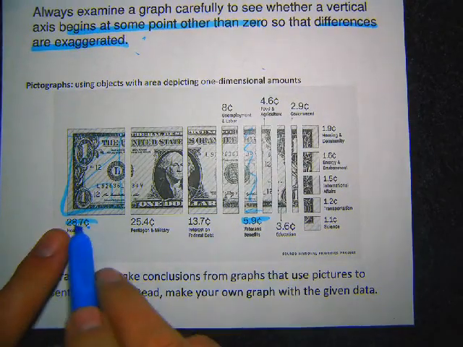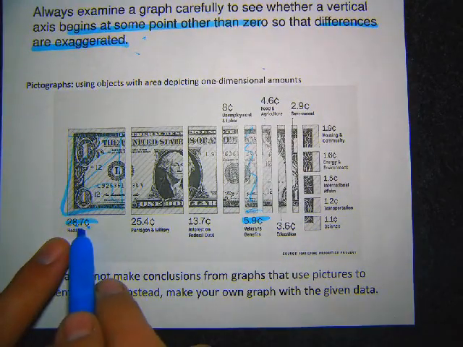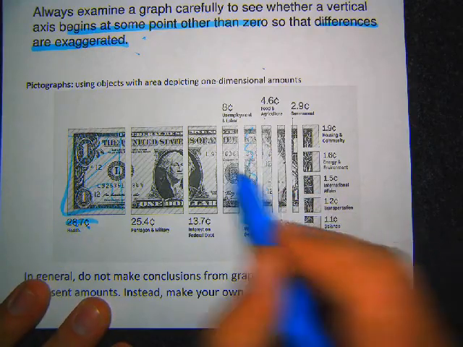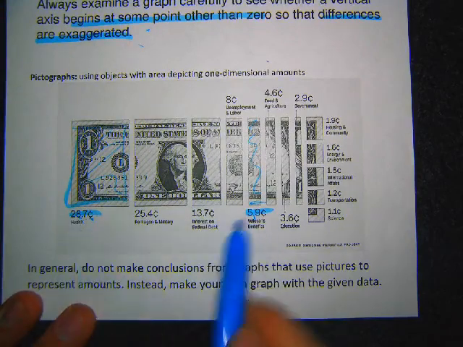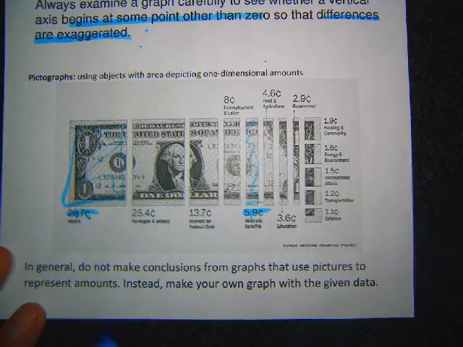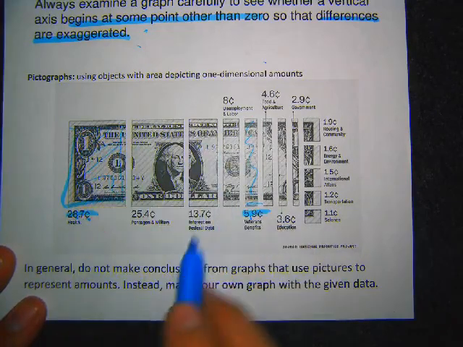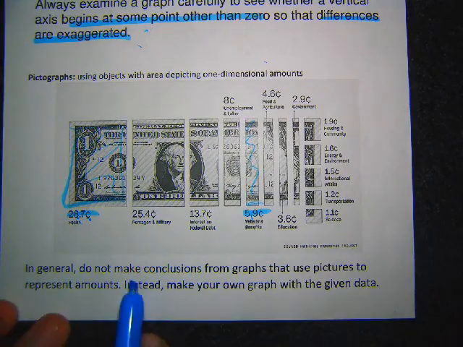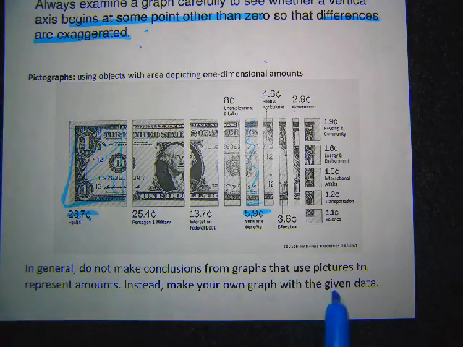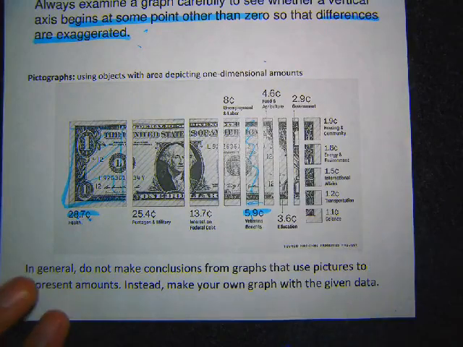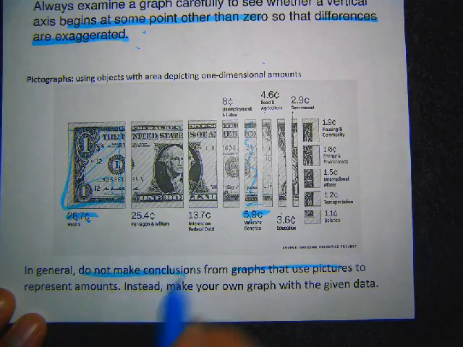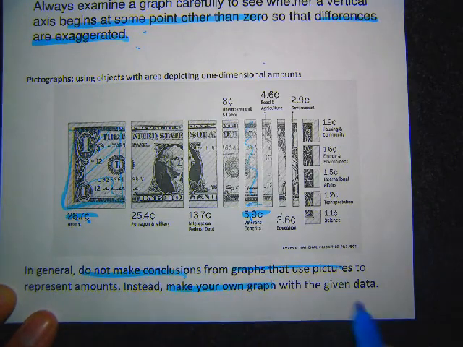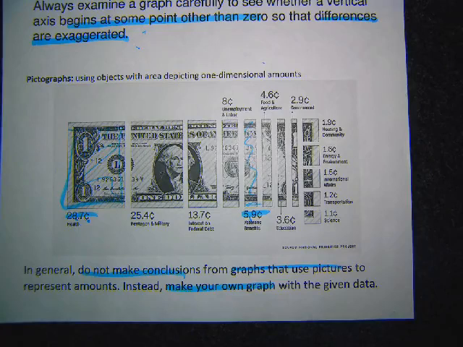But this one's only supposed to be about 4 times bigger than that, and this looks much smaller than a fourth of that. So it exaggerates differences. It makes things that should not be quite so different look more different than they are. So if you see a graph where they use pictures to represent amounts, you really want to be careful with that. Make your own graph that doesn't use pictures and see what it looks like then. Because again, pictures like this are misleading. So if graphs use pictures, do not make conclusions. Make your own graph with the data and see what it looks like, because that can be very misleading.